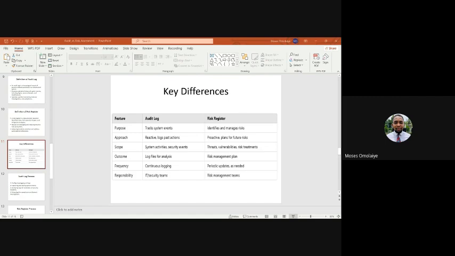And then organizations should conduct regular audits and continuous risk assessments to safeguard their systems. And also audit logs and risk registers serve distinct but complementary functions. So an effective security strategy would integrate both to ensure that there's compliance, there's monitoring, and there's proactive risk management. And then organizations are advised to maintain detailed audit logs and also update their risks regularly.